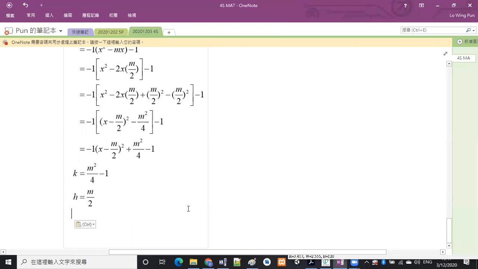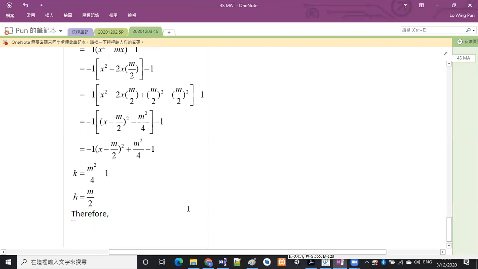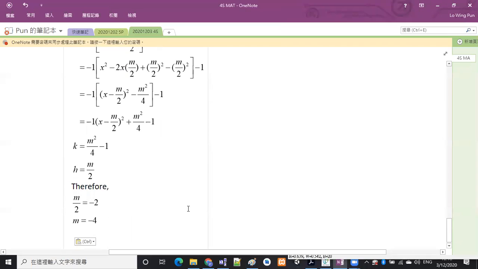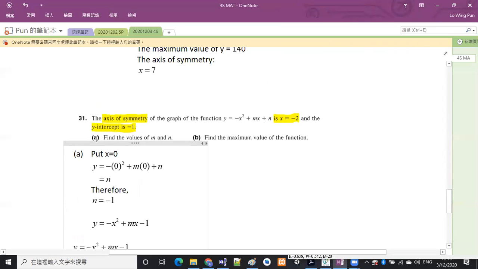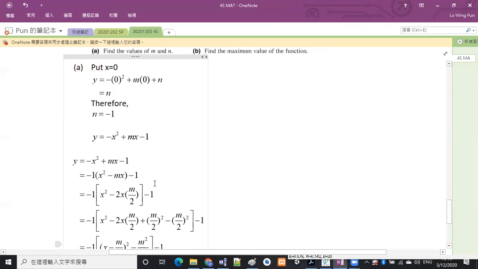Okay, so now therefore, we can put our h value, m over 2, equal to the given number, that is negative 2. And that is how we can find the value of m. Okay, so that is the answer for part A. n is equal to negative 1 and m is equal to negative 4. Okay.